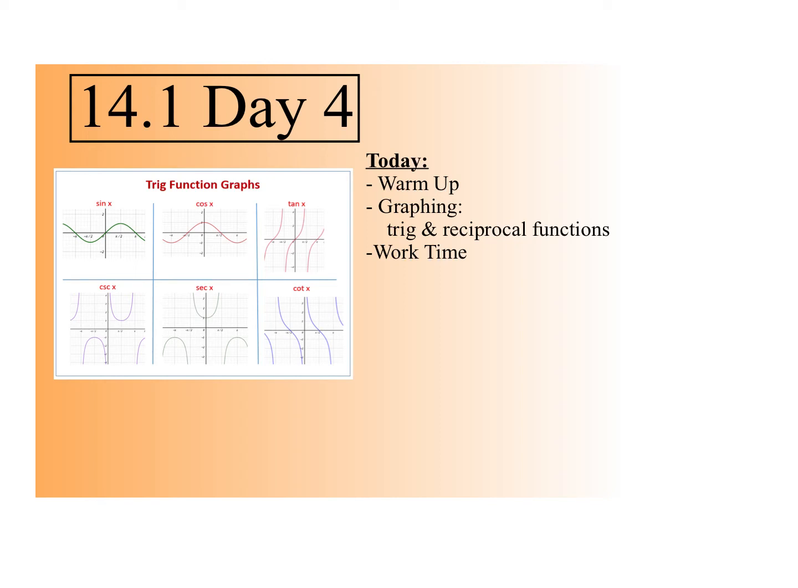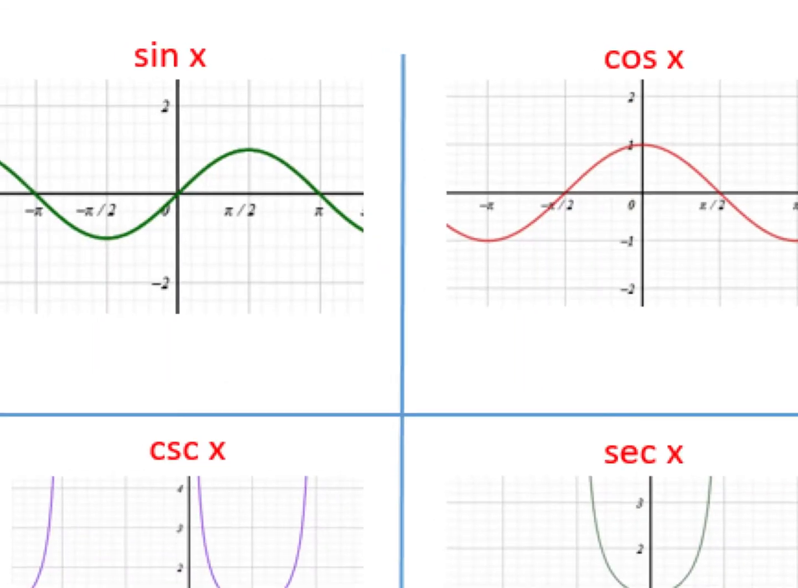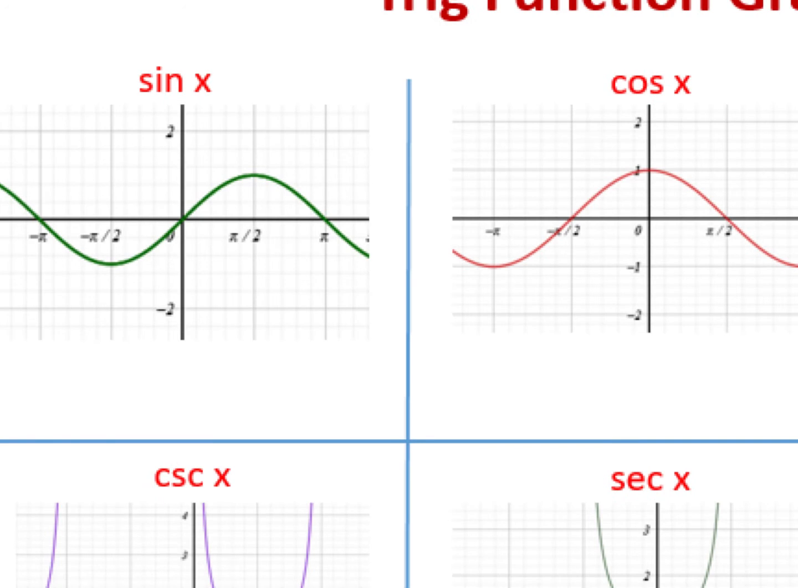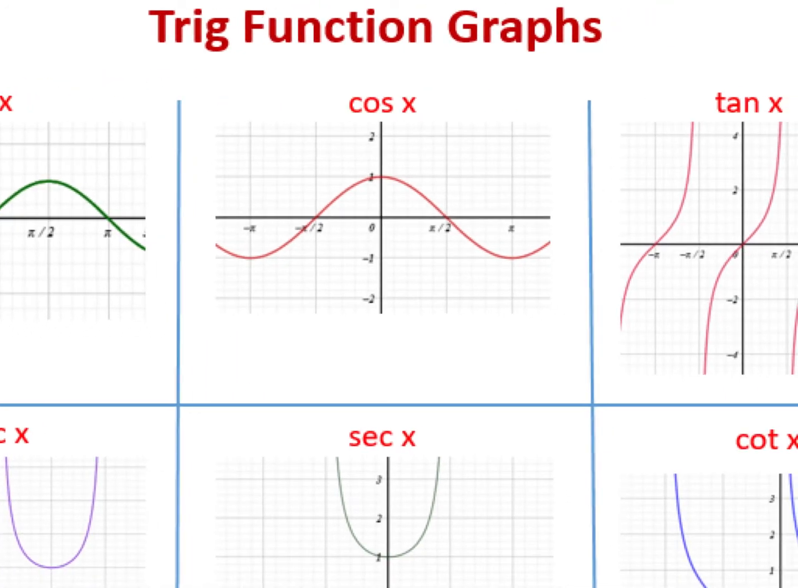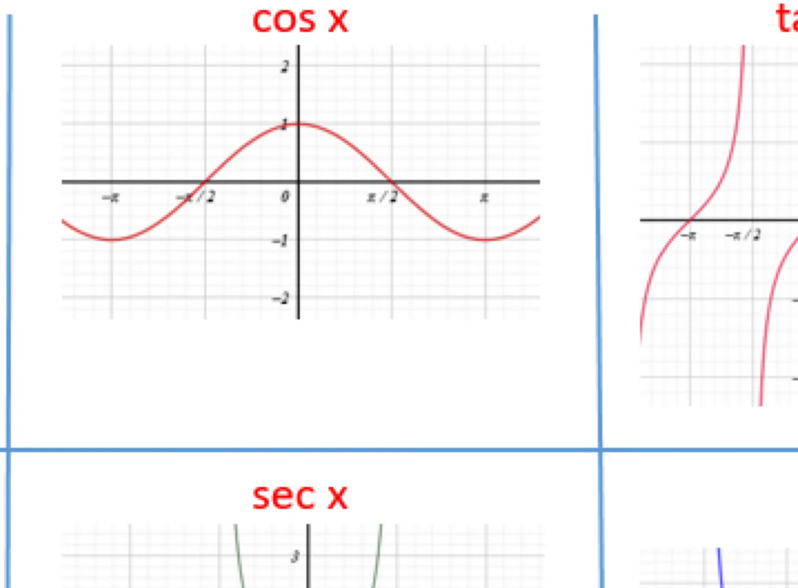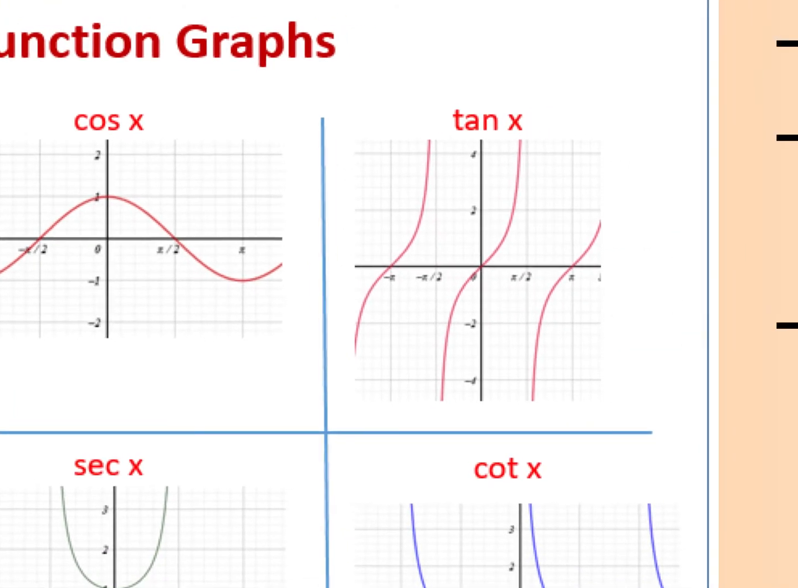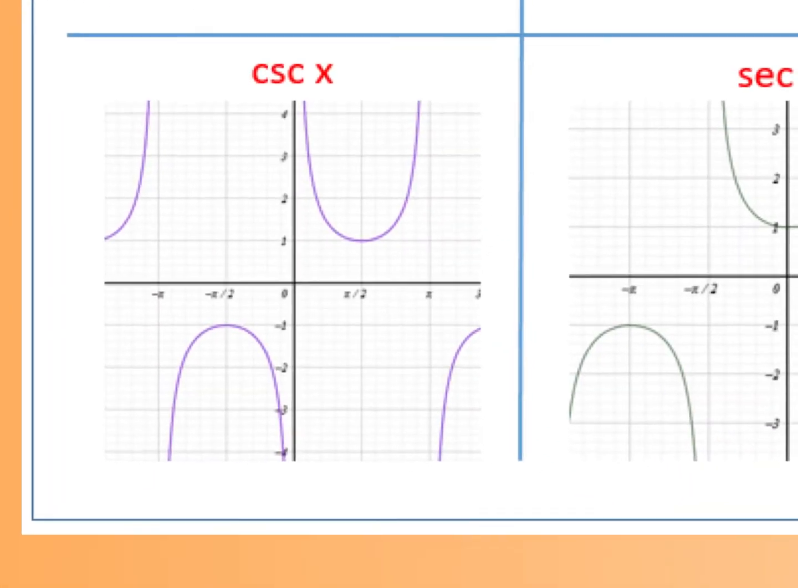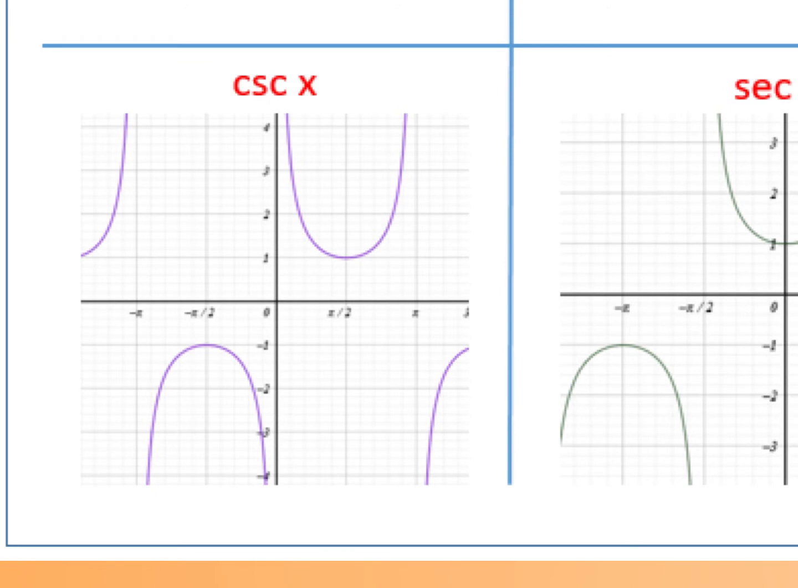So far, we started with sine, then we went to cosine. Cosine starts at 1. Then we did cosecant, which rides on the back of its sister function.